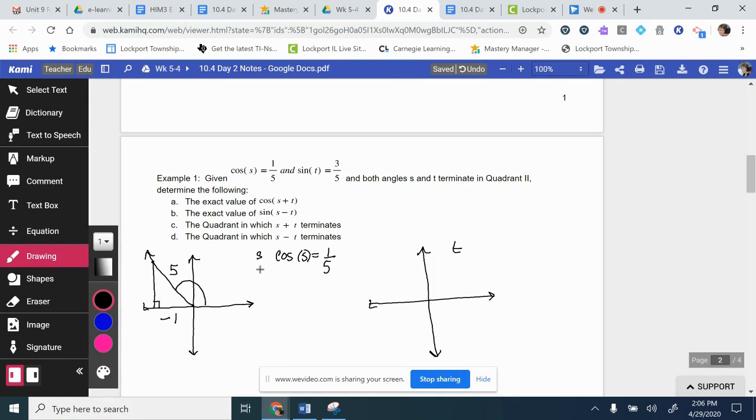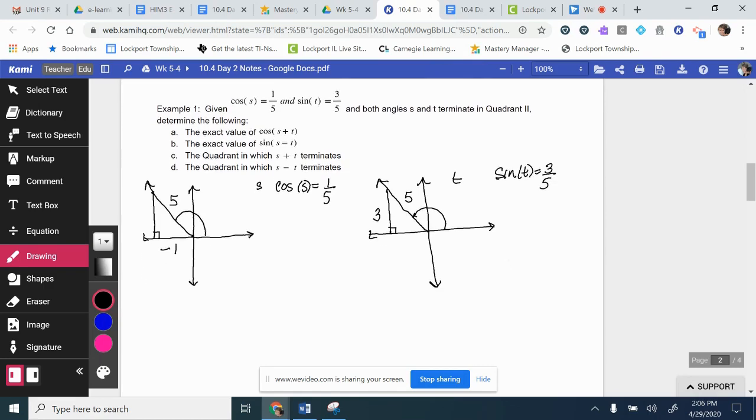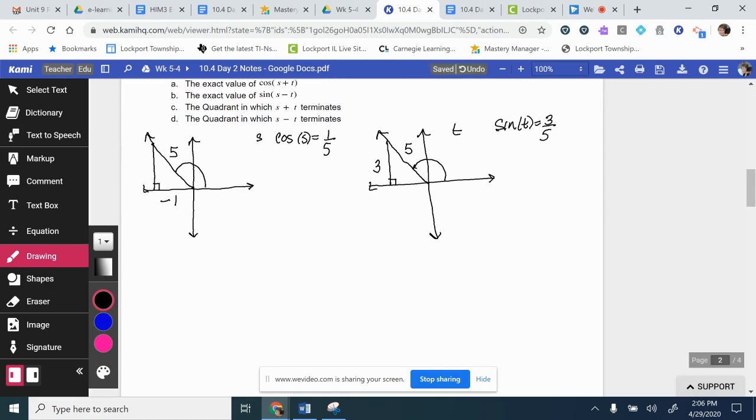We've got t that also terminates in quadrant 2. So we went around and drop a perpendicular to the x-axis. Here we're talking about the sine of t being the ratio 3/5, opposite over hypotenuse. And we know this value will be positive and this one will be negative. We can very easily figure out what this is.